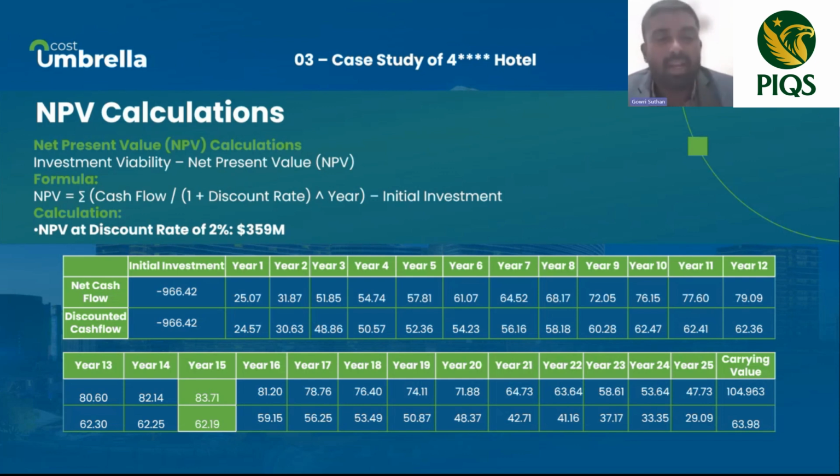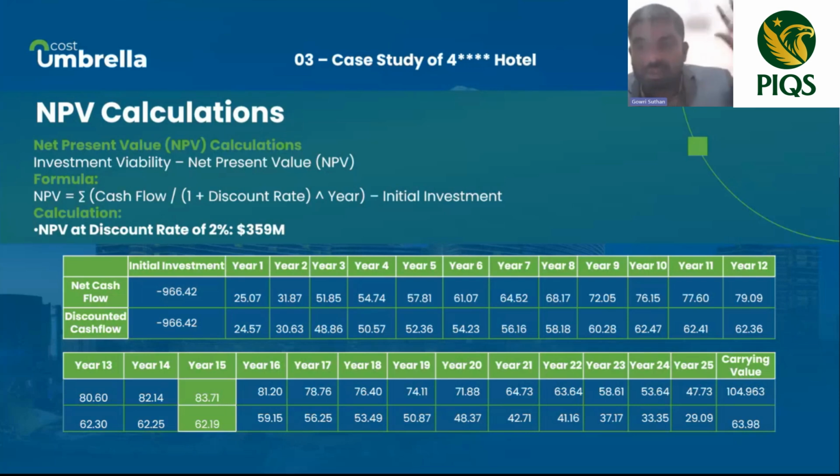So if you take year 1, in the sense the year the project brings the cash inflows, 25.7, but the real value it brings to the project is 24.57, right? So here, as we discussed, we consider the time value of money. The net return, the NPV, is 359. Where you got ROI, how much?